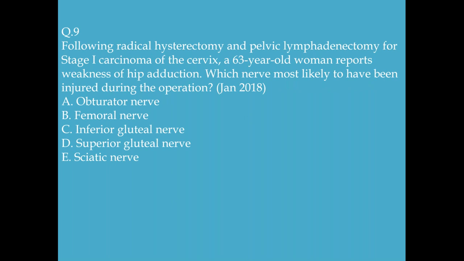Question 9. We have 15 questions, just about 5 left, okay? Following radical hysterectomy and pelvic lymphadenectomy for stage 1 carcinoma of the cervix, a 63-year-old woman reports weakness of hip adduction. Which nerve is most likely to have been injured during the operation? Option A, obturator nerve; B, femoral nerve; C, inferior gluteal nerve; D, superior gluteal nerve; E, sciatic nerve. The answer is A, obturator nerve. Excellent. Correct answer is the obturator nerve. Okay, this is a recall question.